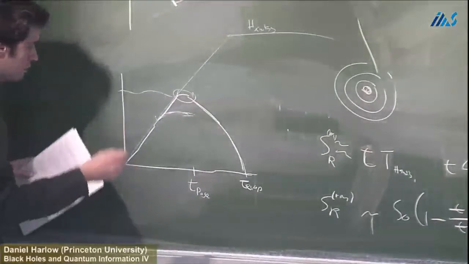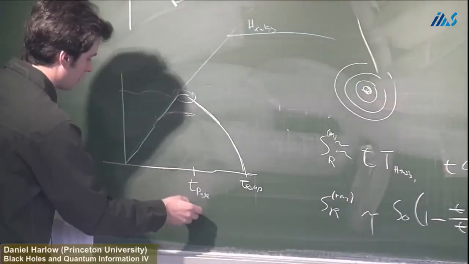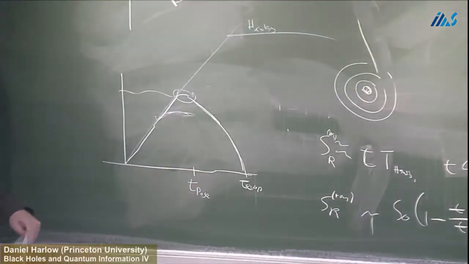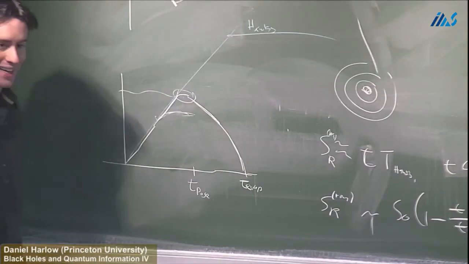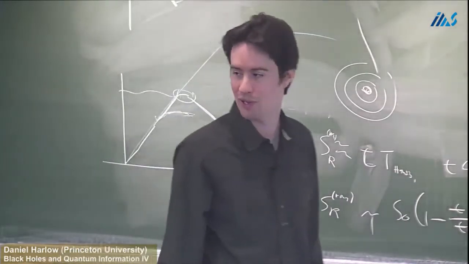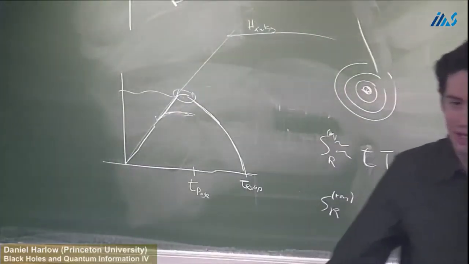Now just some terminology. People typically say that a black hole which is past its Page time is called old. I'll often refer to that. When I talk about an old black hole, that's what I mean.